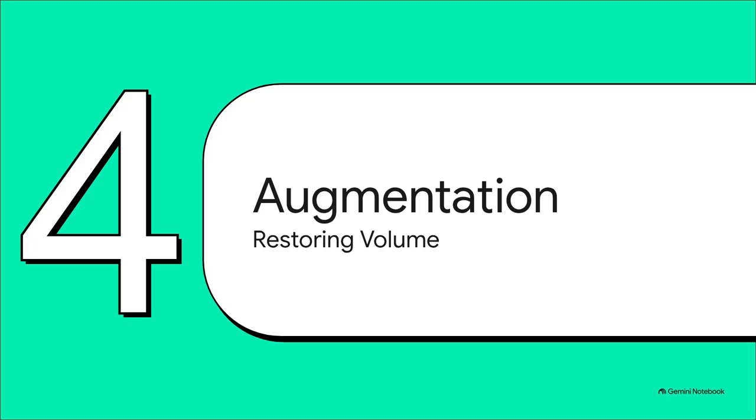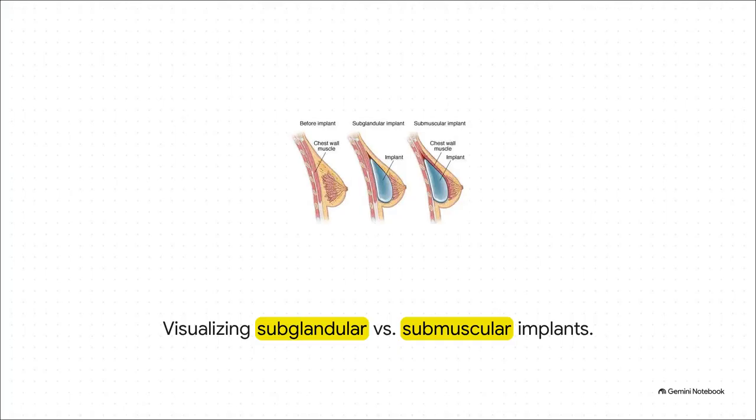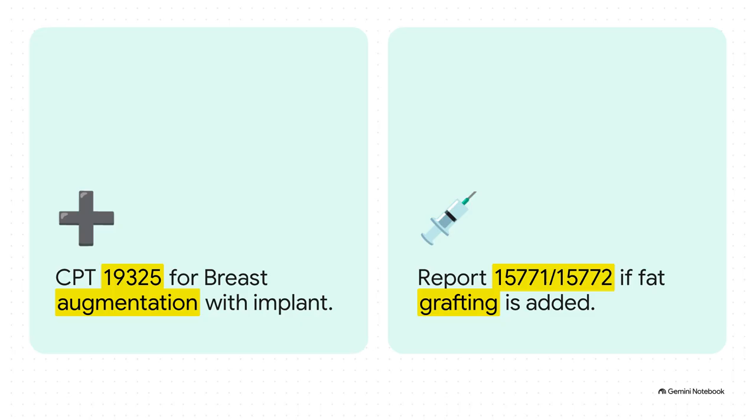Section 4, Augmentation and Implants, where we focus on restoring volume. When you're dealing with CPT 19325 for breast augmentation, you really have to note the clinical differences between implant placements. Subglandular implants are placed above the chest wall muscle, while submuscular implants are tucked beneath it. These augmentations are typically done to treat hypoplasia or to ensure post-mastectomy symmetry on the contralateral side, brilliantly restoring both volume and shape.